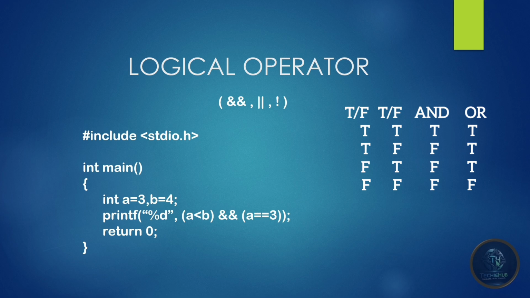In the AND operator, if both the values are true, then we will get the output as true. If either one of the values is false, we will get the output as 0, that is false. In the OR operator, if either one of the values is true, then the output will be true. If both are false, then the output is false. In the NOT operator, it reverses the output. Like if we get true, it shows false. If it is false, then it shows as true.